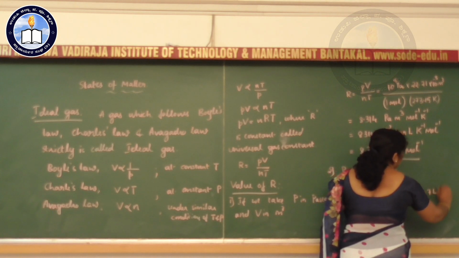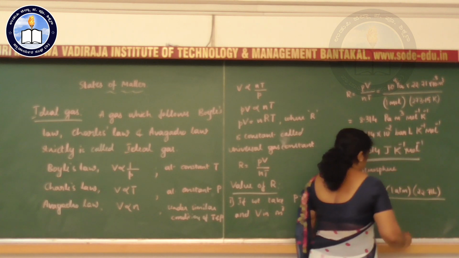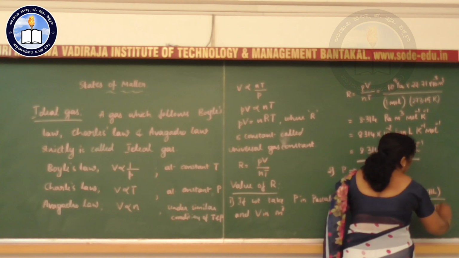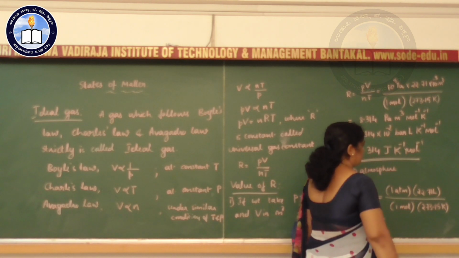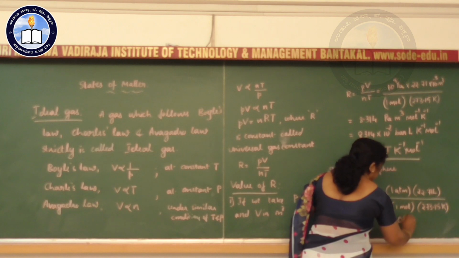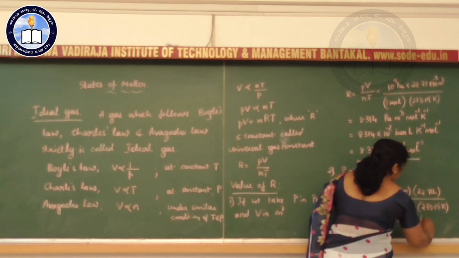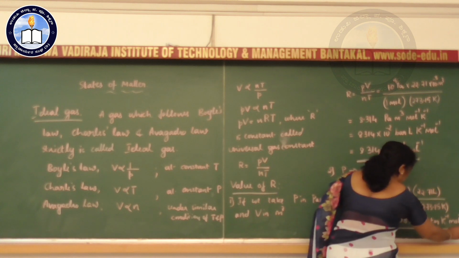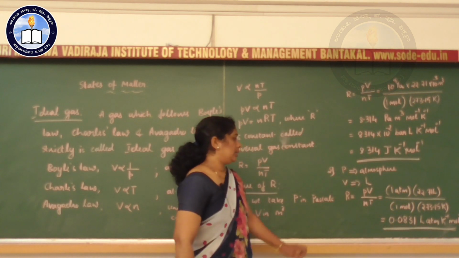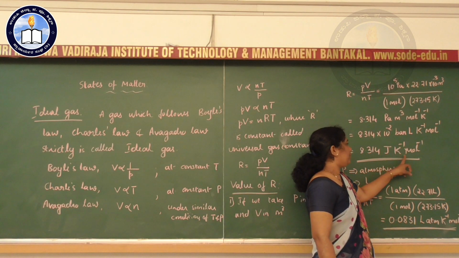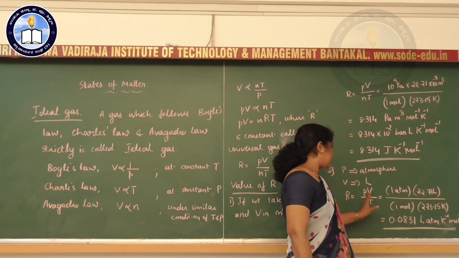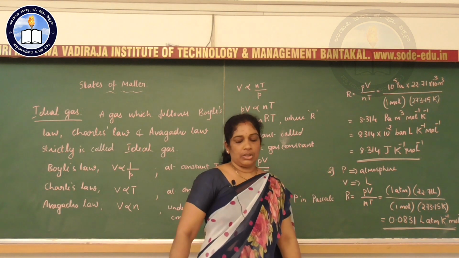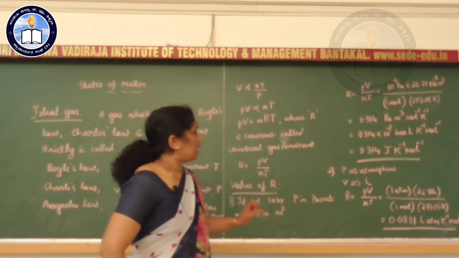Volume is 22.71 liters. Number of moles is 1 mole. Temperature is 273.15 Kelvin. On simplification of this, we get 0.0831 liter atmosphere per Kelvin per mole. So we can also use this one. One is 8.314 joule per Kelvin per mole. Another unit of universal gas constant R is 0.0831 liter atmosphere per Kelvin per mole. So these are the two units to measure R.